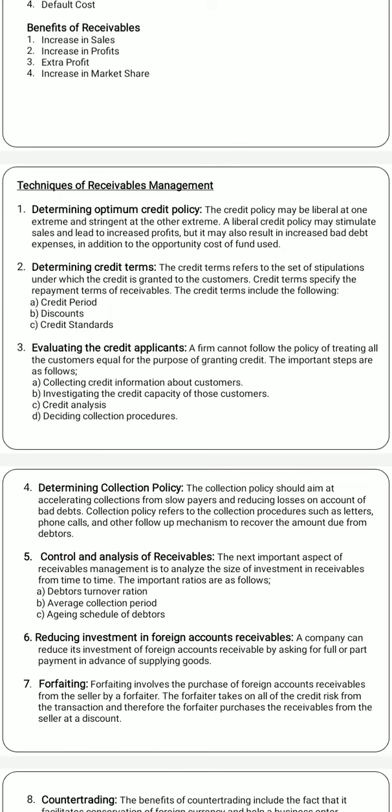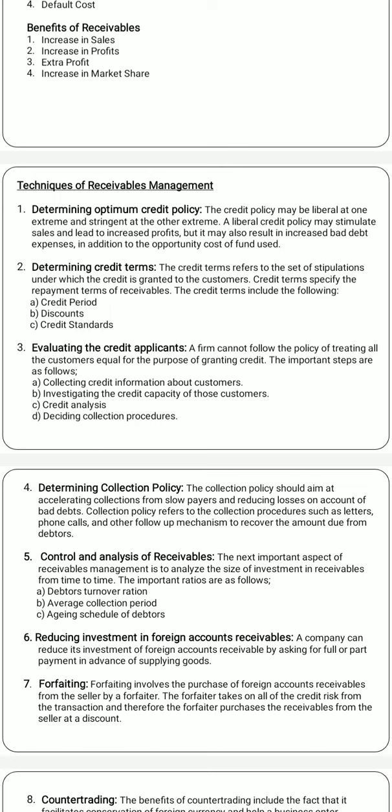The next technique is control and analysis of receivables. The next important aspect of receivables management is to analyze the size of investment in receivables from time to time. The important ratios are as follows. First one is debtor turnover ratio. The formula is credit sales divided by average receivables. Then average collection period.